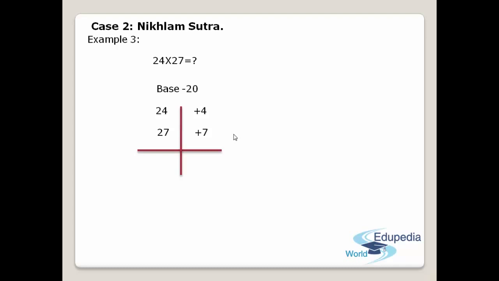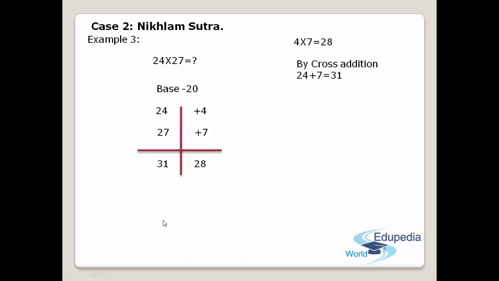After writing the excess numbers compared with the base, you just multiply these two numbers. So plus 4 into plus 7, you will get 28. You write that 28 at the bottom of the right column. Now you do cross addition in either of the ways, either 24 plus 7 or 27 plus 4. You will get the same number as the answer, that is 31. You write down that 31 at the bottom of the left column.